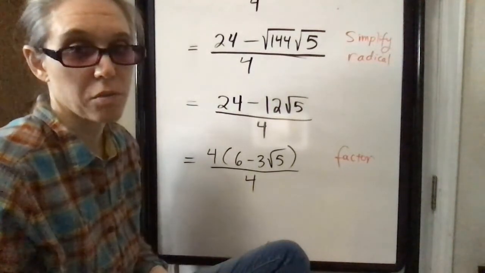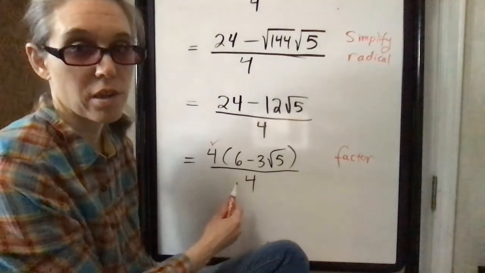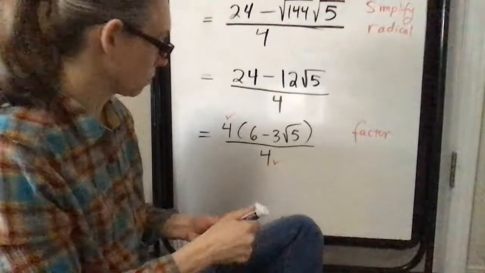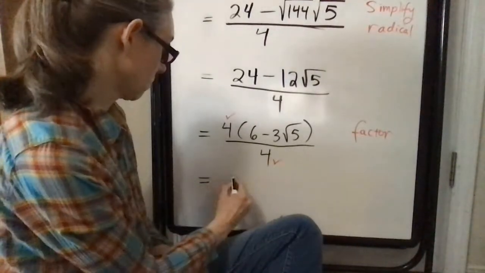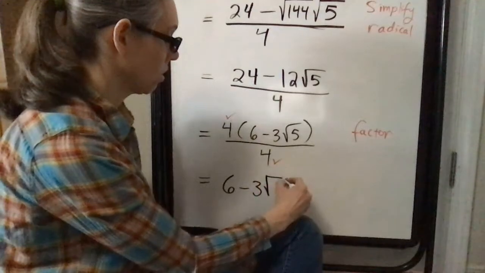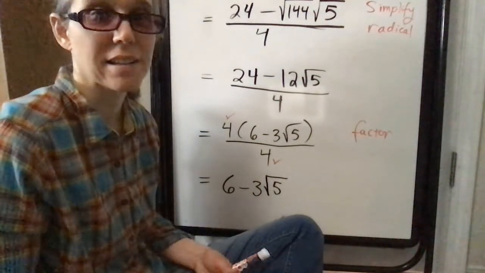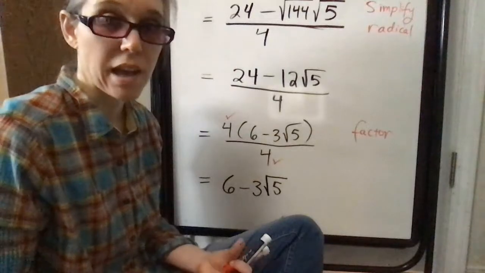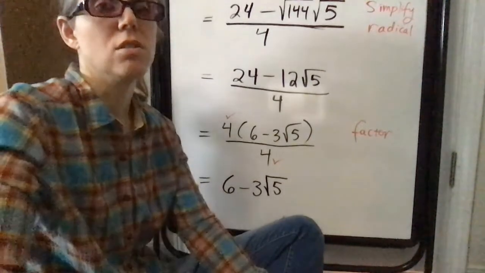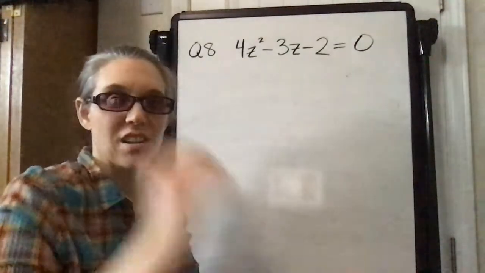So by factoring out a 4 from the numerator, I can cancel now with the 4 in the denominator, so that my final answer is 6 minus 3 root 5. So the purpose of this problem was just to be able to practice how to simplify a rational expression that is similar in form to the quadratic formula. Okay, so now let's look at question number 8.